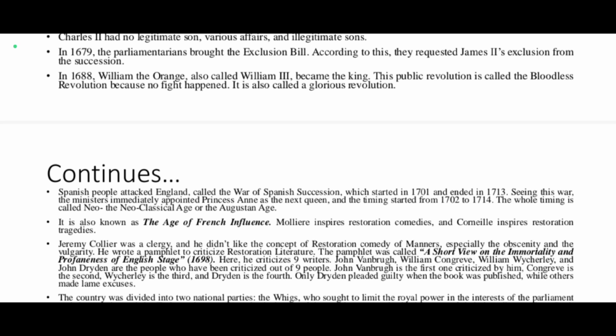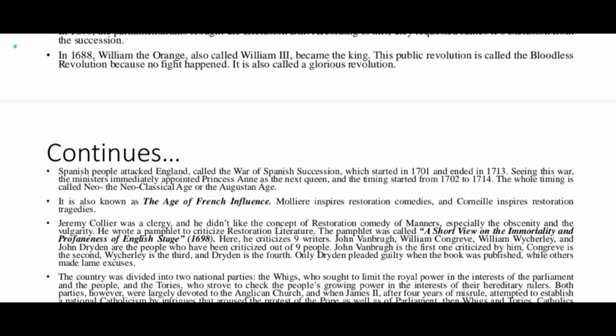Seeing this war, the ministers immediately appointed Princess Anne as the next queen, and the timing started from 1702 to 1714. The whole timing is called the Neoclassical Age or the Augustan Age. As I told you, William of Orange died around 1692 to 1693, and then his wife ruled. His wife, along with her sister, ruled for some years, and then they also died.